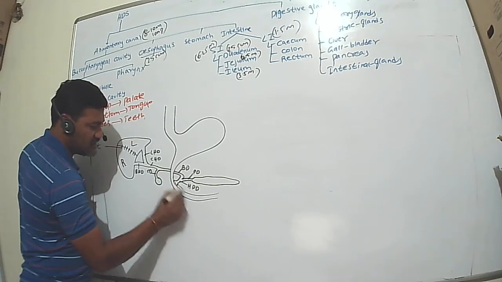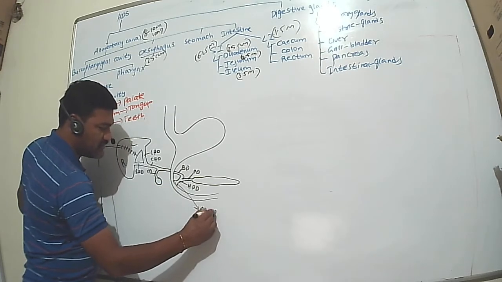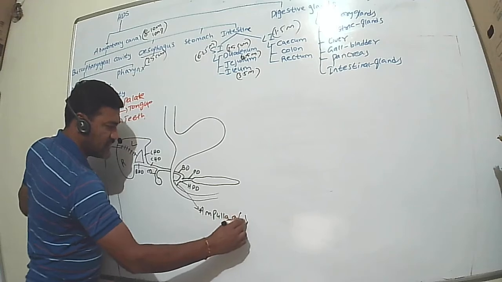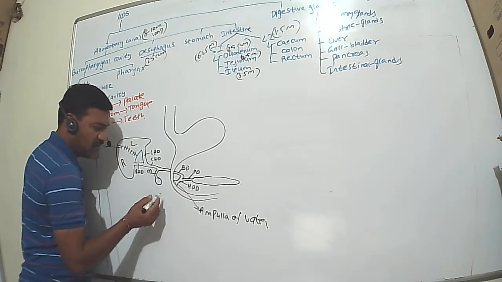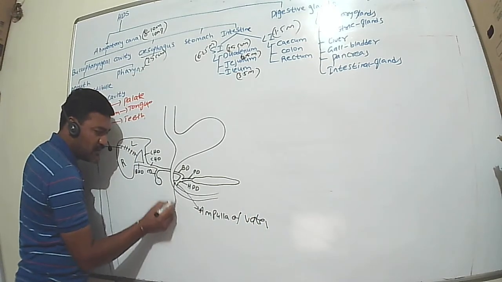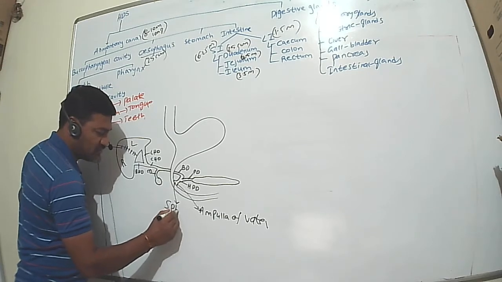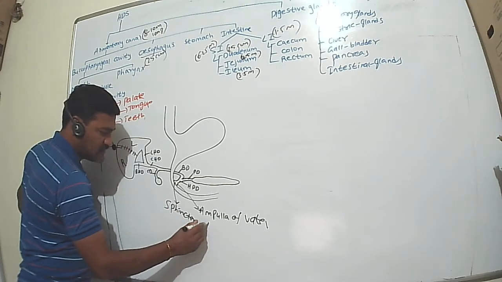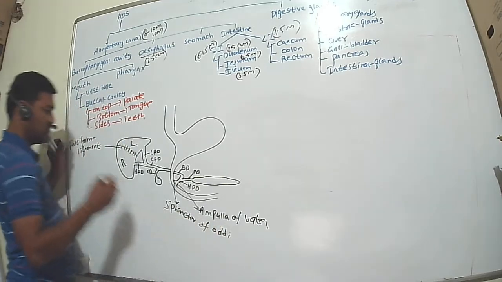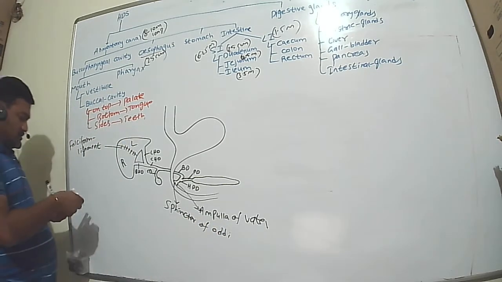A small sac that is called the ampulla of Vater. Ampulla of Vater finally opens into the duodenum through an opening which is called the sphincter of Oddi. Sphincter of Oddi. So once again, have a look over here.